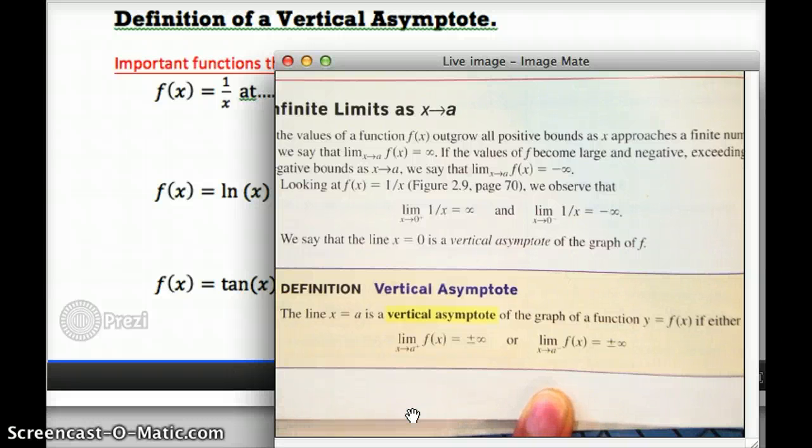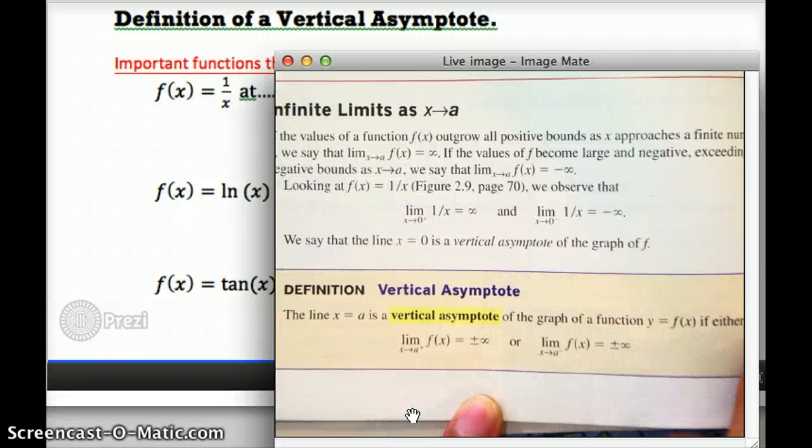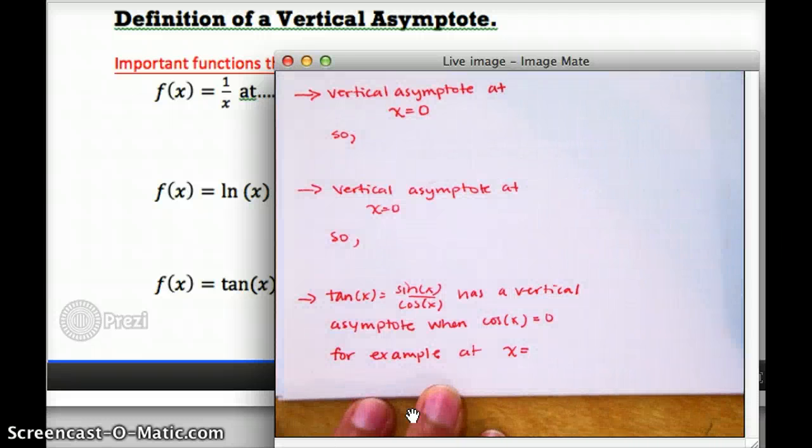Great, so in addition to this definition, I'm going to talk about 3 examples. And the 3 examples are f of x equals 1 over x, and ln of x and tan of x. These are three functions that we know have vertical asymptotes, and just like we had some limits to memorize for limits as x approaches infinity, these are great limits to memorize because you can then use them to evaluate other limits. So think about this first function, f of x equals 1 over x.